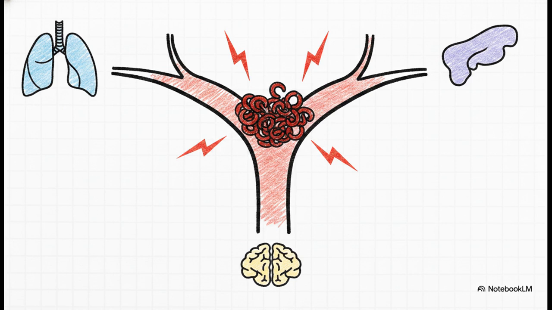Over time, these repeated microinfarctions damage the kidneys, the liver, the brain, and significantly increase the risk of strokes. It is a massive, system-wide toll.